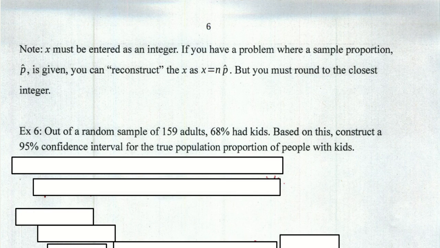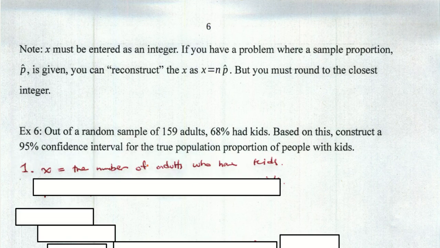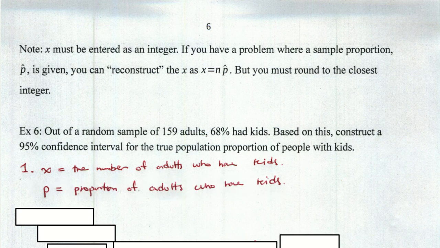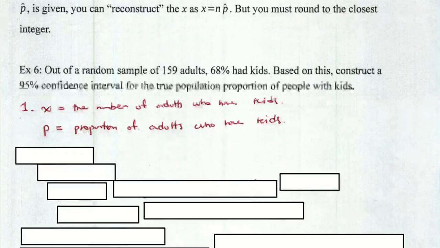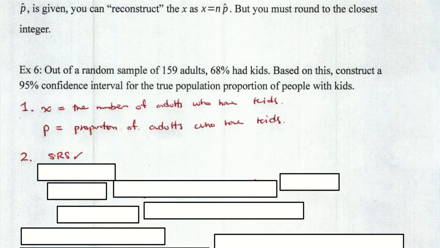Now based on this, construct a 95% confidence interval for the true proportion in the population of people with kids. So the first thing we're going to do is declare our variables. So we're going to say that the x is the number of adults in our study who have kids, and p is the true population proportion of adults who have kids. Then we need to check our conditions. The first is that this is a random sample, and that's exactly what it says, out of a random sample of 159 adults. The second thing is our binomial tests, independence, the two outcomes, and the fixed number of trials.